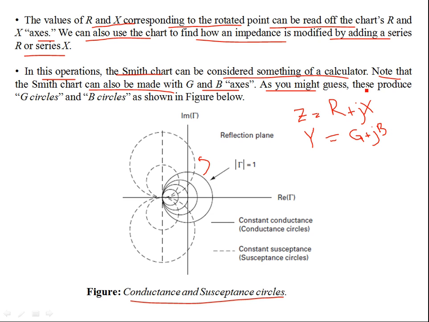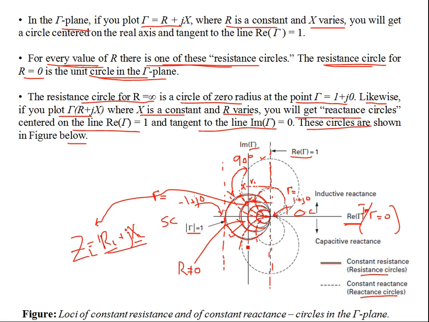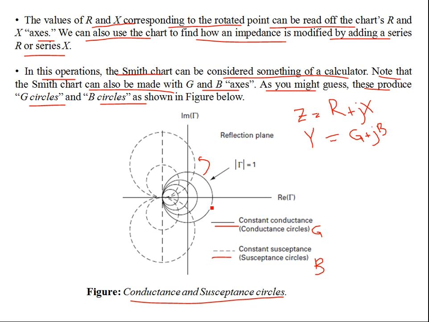As you might guess, these produce G circles and B circles. Just like before, where you had constant resistance circles, now you have constant conductance circles. These are the straight lines, and the dotted lines show the susceptance, the B part. That's the G part. Just like in the transformation we saw before, these were your resistance circles, constant resistance circles, which you transform into constant reactance circles. Similarly, here you have constant conductance and constant susceptance circles.